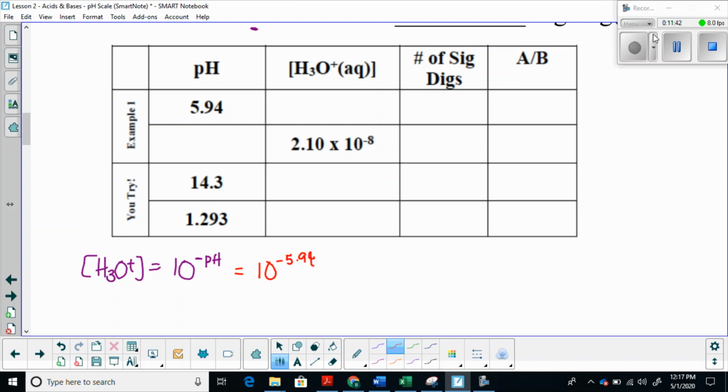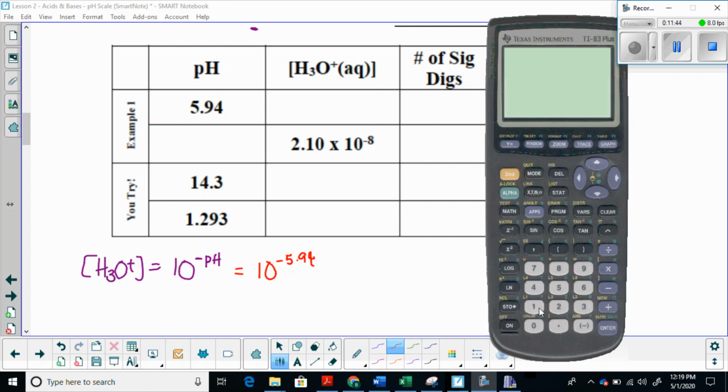So let me grab my calculator. Okay, so in our calculator, we're going 10. If you have the newer version, you won't have to use brackets when you press the exponent button there. So that little hat is the exponent button. I'm going to use brackets because this is the older version. Negative 5.94. Close the bracket. And there is your hydronium concentration.